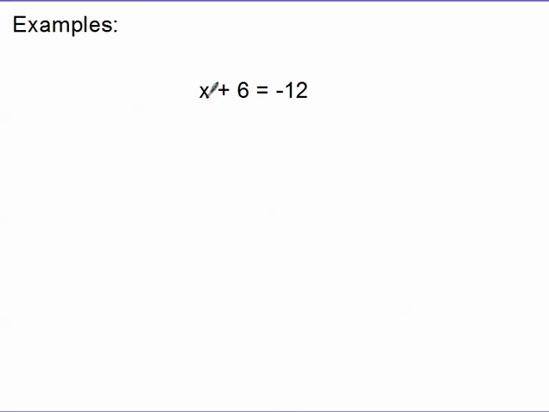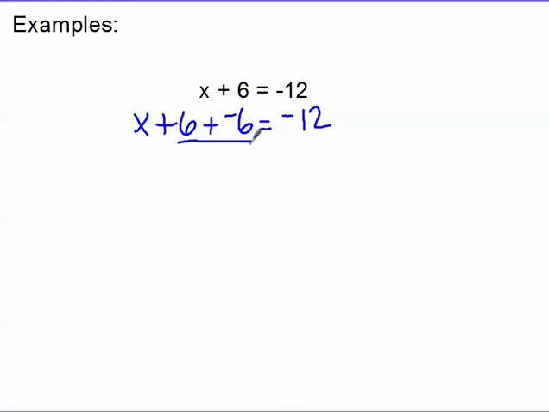So we're going to take this x plus 6. We're going to do x plus 6 plus negative 6 equals negative 12. Because my goal is to get the x by itself, so I need to make this 6 go away. And the only way I can do that is to turn this 6 into a 0. And the way we do that is we add its opposite.